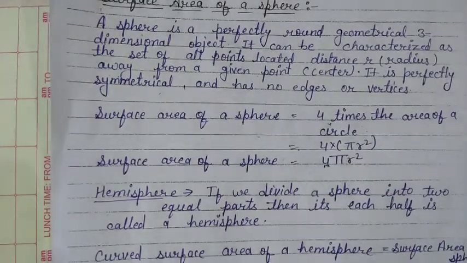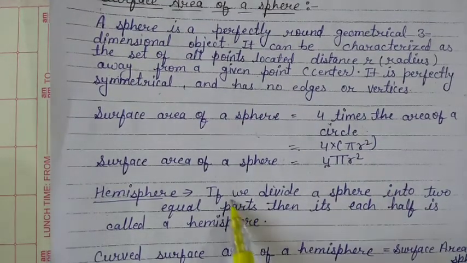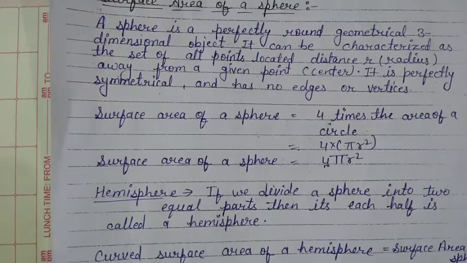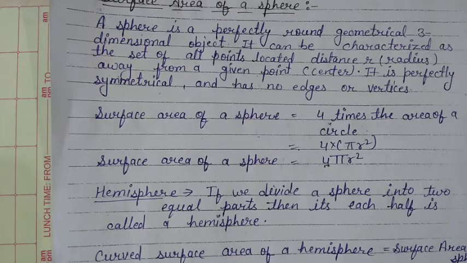Now hemisphere. Firstly, what is a hemisphere? If we divide a sphere into two equal parts, then each half is called a hemisphere. Here the word hemi means half. Now we will derive the curved surface area of a hemisphere and the total surface area of a hemisphere.